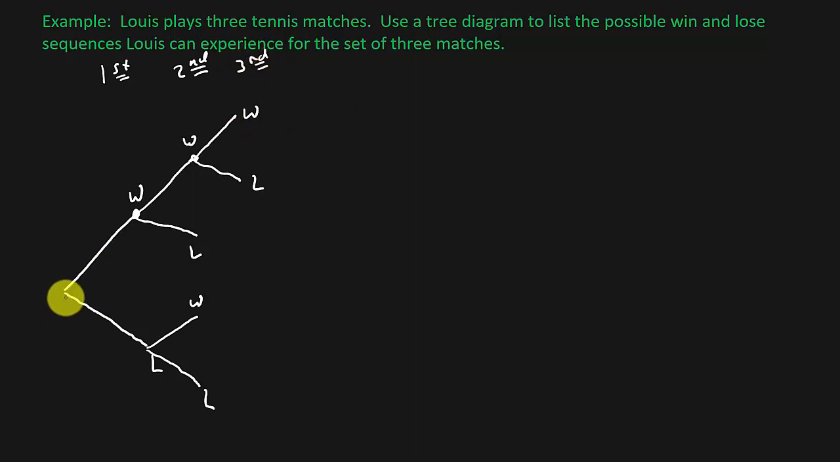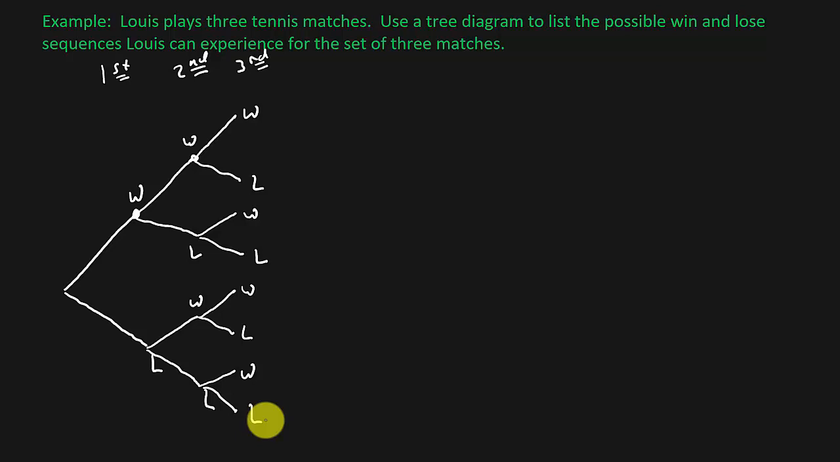And then same thing here. He can win the first match, lose the second match, and then he can win or lose the third match. Or we can come this way. He can lose the first match, win the second, and then he can either win or lose the third match. Or he can lose the first match, lose the second match, and then he's either going to win or lose the third match. All right? And so there's a tree diagram for that.